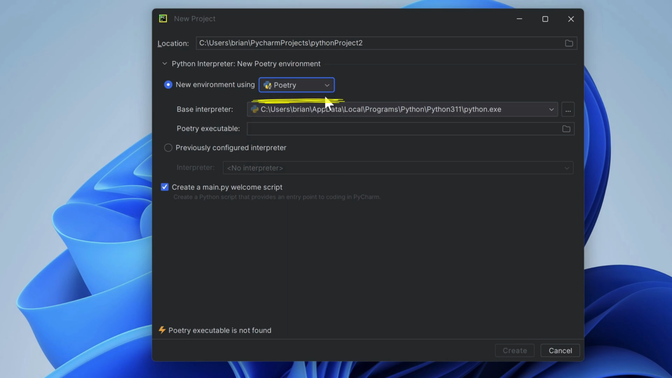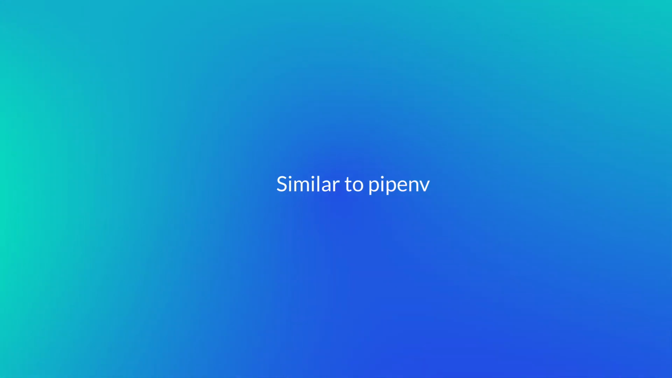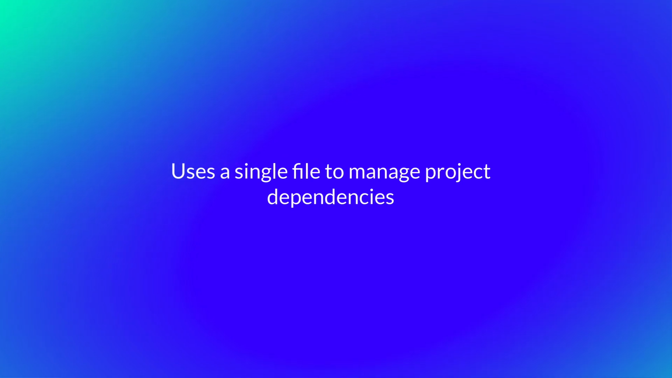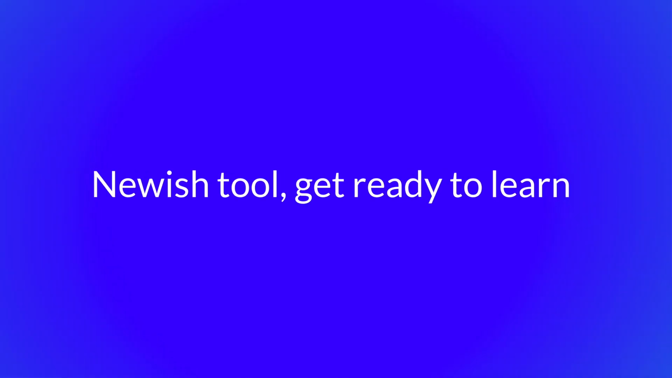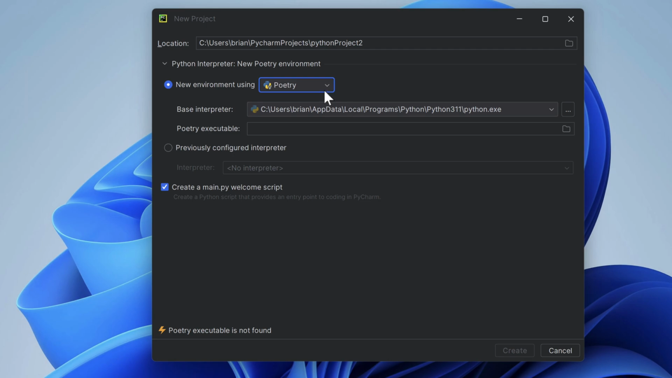Poetry is a dependency management tool and packaging tool for Python that's similar to pipenv. It uses a single file, pyproject.toml, that manages dependencies, unlike the traditional approach that uses multiple files. Poetry is relatively new, and there is a learning curve, but it makes many tasks such as packaging and distribution of projects easier. The final choice is Conda.